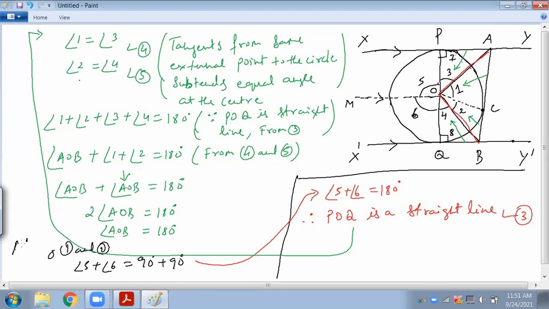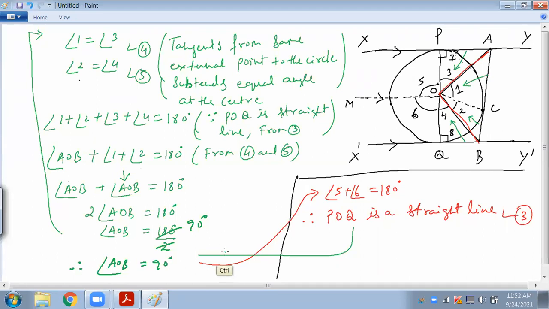So from 2 angle AOB we can find AOB, so it will be 180 by 2, so we are getting AOB 90. And that is what you're asked to prove.